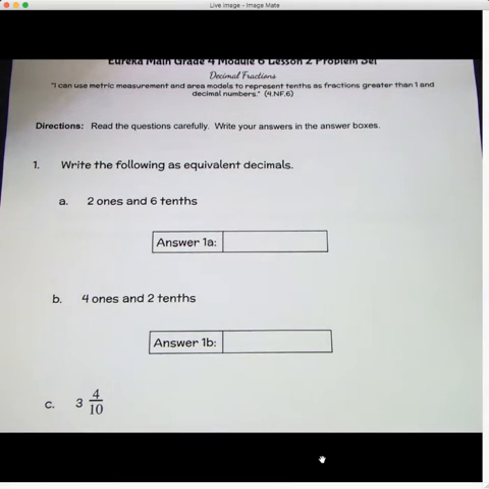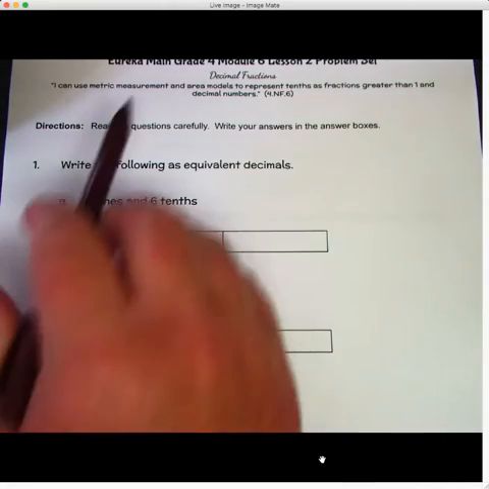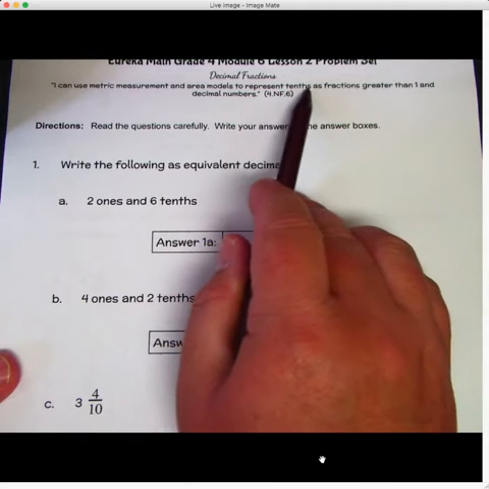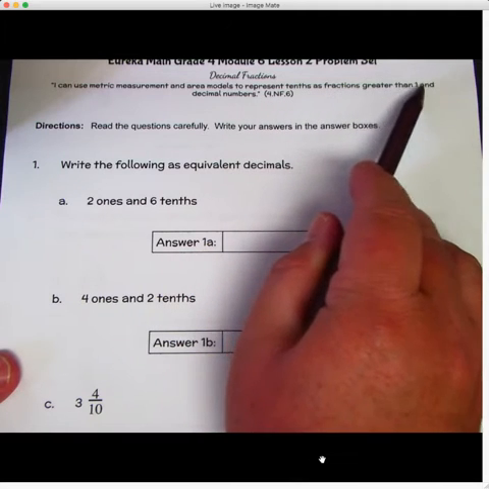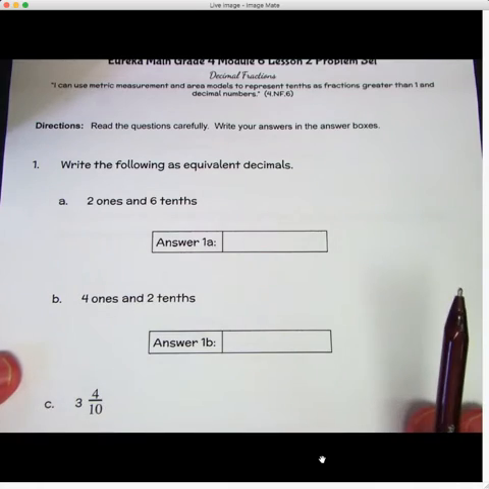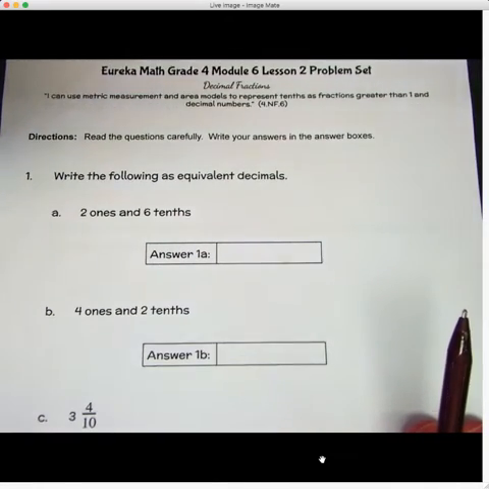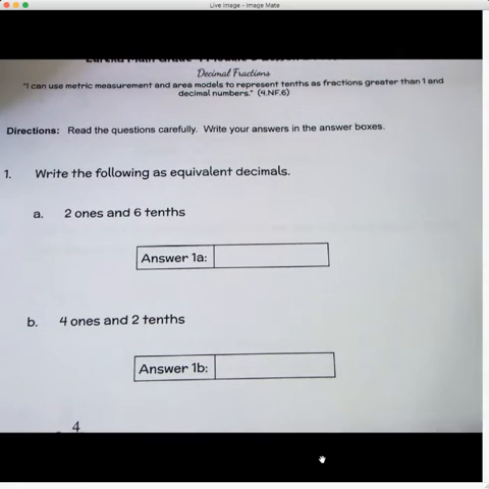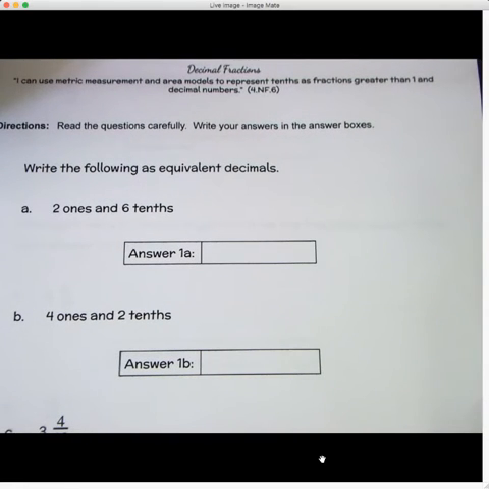All right, let's work with decimals and fractions some more. Today, as you saw in Mr. Walker's video, what we're doing is using metric measurements and area models to represent tenths as fractions greater than 1 in decimal numbers. Well, that sounds confusing, but it's not. We're just using mixed numbers, is what we called it with fractions. We're going to have some wholes and we're going to have some fractions or decimals, okay?